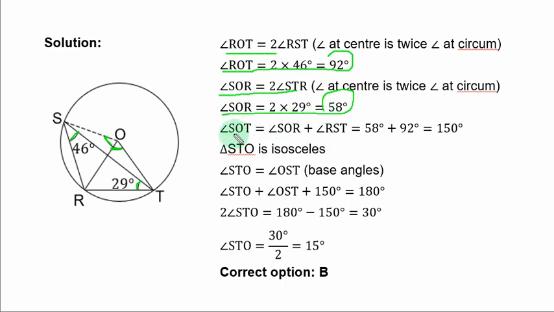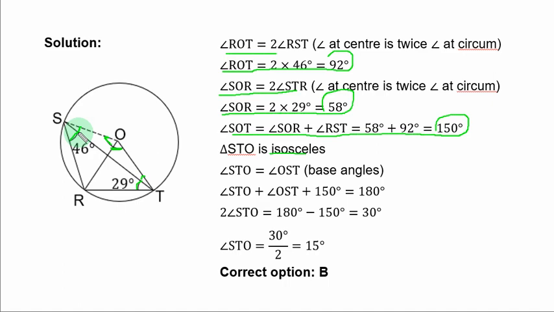Now, angle STO is equal to angle SOR plus angle ROT. That is 58 degrees plus 92 degrees equal to 150 degrees. Now, look at triangle STO. OT is a radius, OS is a radius. That means the triangle is isosceles with base angles equal. So we have STO here equal to OST. They are equal, so base angles.